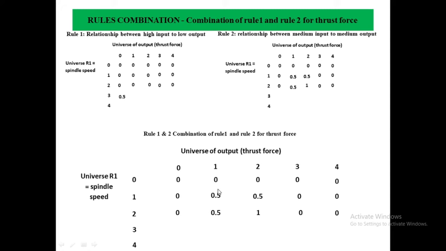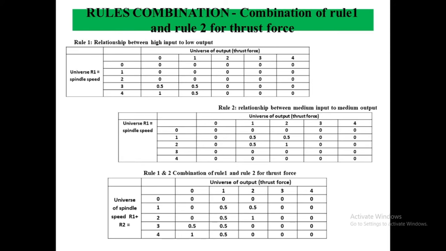0, 0, 0. Here you see 0.5 in the input inverse table and the inverse of output 0. So that in the final rules combination table there is 0.5. Likewise, I arrange the rules combination table with the combination of rule 1 and rule 2. Here you can understand now how I combine table 1 and 2. Here see the rules combination of rule 1 and rule 2 for thrust force.